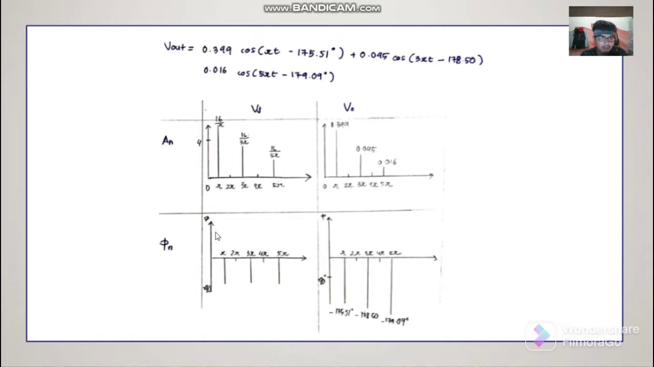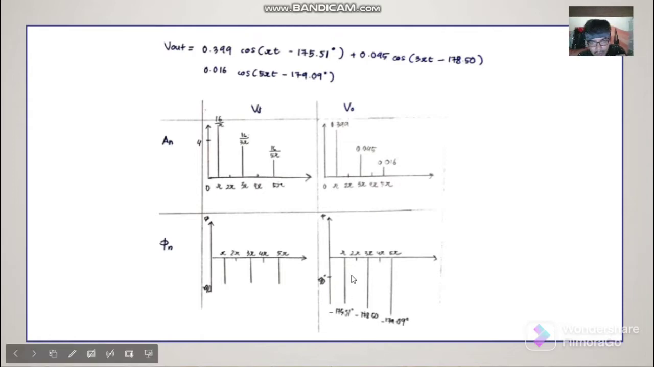And then phi n, we label the graph. So the graph is like this: pi, 3 pi, and 5 pi. So the phi value is negative 90 degree. So the graph will go down. And then for V out, for phi n, same, the graph is down, and the value of phi is negative 90 degree. Because of that, the graph is down.